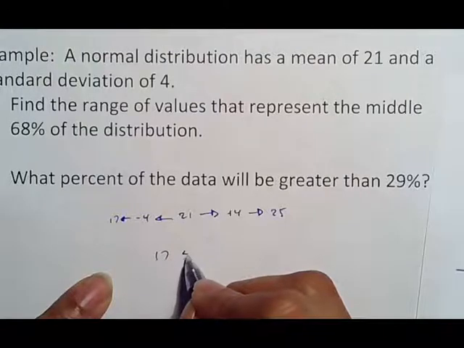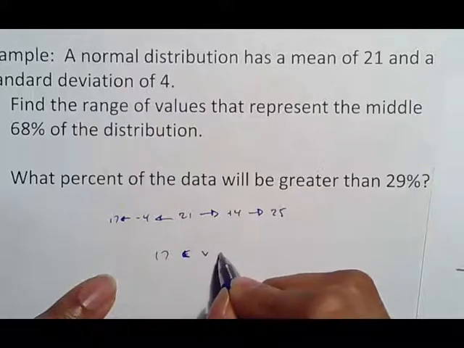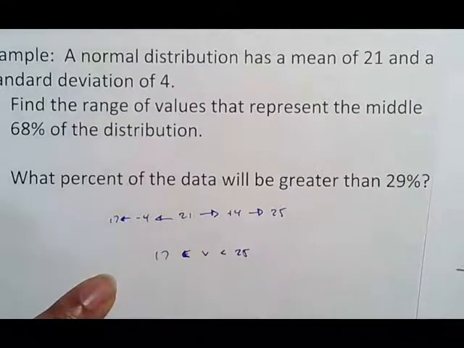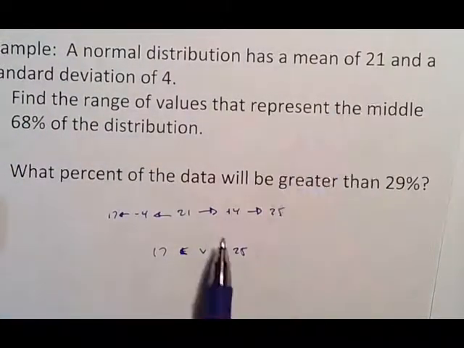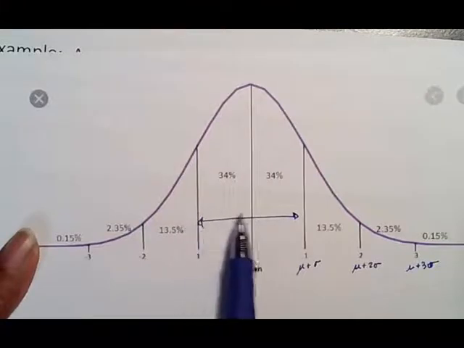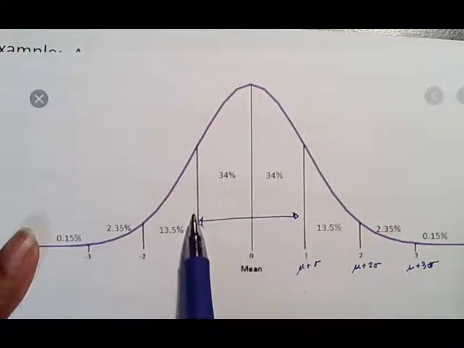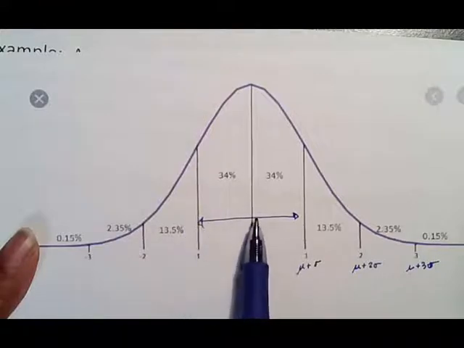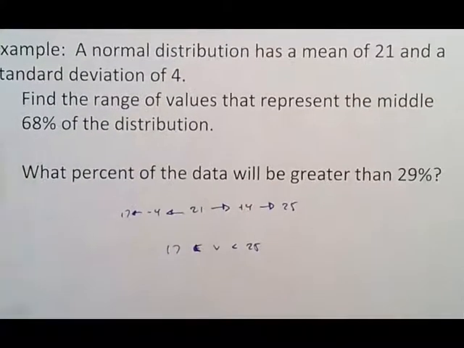I guess you would put 17 less than or equal to, or 17 less than whatever the value is, which is less than 25. I don't know how the computer is going to ask you to do it, but that's the general idea. You know your mean is the middle, that's this number here. And you want the middle 68%, that's going to be this part. So you're looking for one standard deviation back from the mean and one standard deviation up from the mean. And that's what you're going to put down.